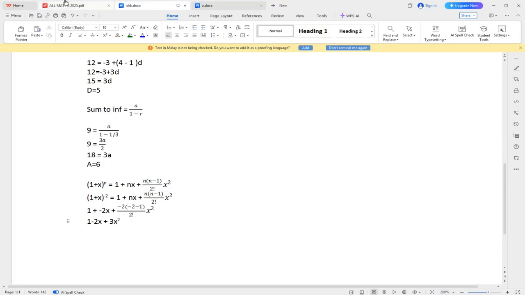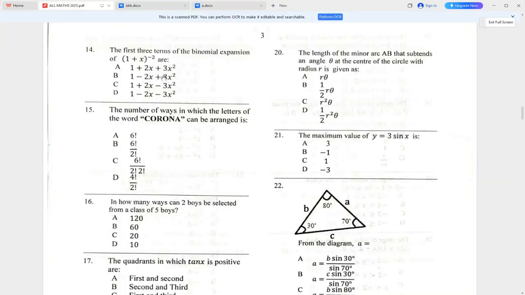And this answer corresponds to 1 minus x squared plus 3x squared, B, for question 14. Now question 15: the number of ways in which the letters of the word CORONA can be arranged is... We have 6 letters and we see that the letter O repeats twice. So the number of ways to arrange the letters is going to be 6 factorial over 2 factorial, since one letter repeats itself twice. So here we have B as the answer for question 15.